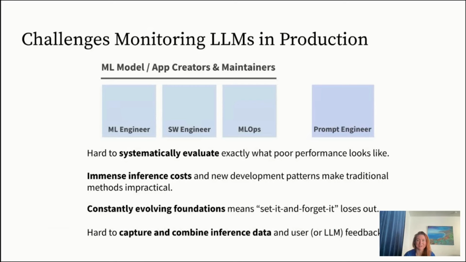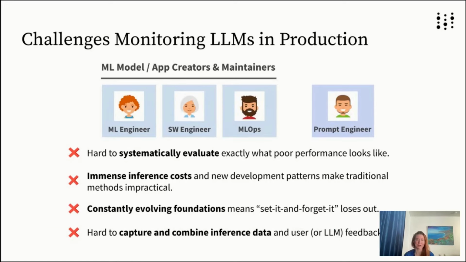Now, we also have this monitoring tool, and there are a lot of problems with monitoring LLMs in production. This is a hard, frustrating thing, and it's really hard to systematically evaluate what poor performance looks like. So to know if one model is doing worse than another model once you deploy it. It's also really expensive. Deploying these models requires a lot of infrastructure and also new development patterns. There are also constantly evolving foundations. So you can't just set up a model and leave it and be sure that it'll continue achieving the performance it got when it was deployed. It's also hard to capture and combine inference data.